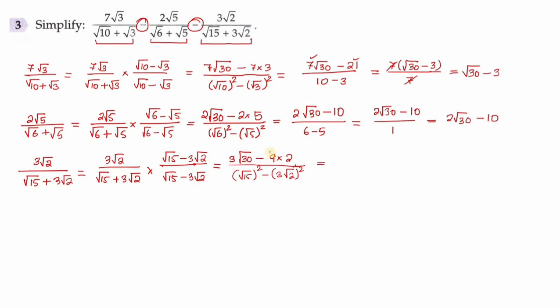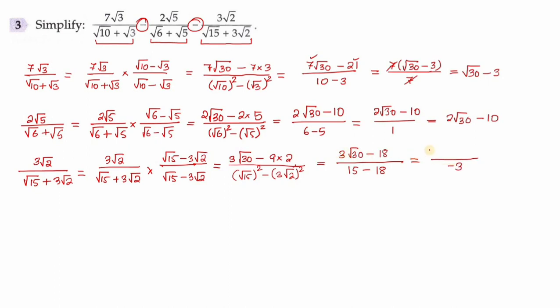Okay, so let's simplify further. In the denominator we have 15 minus, so root 3, I'm sorry, 3 square is 9 and root 2 square is 2. So 9 into 2 is 18. Let me write it directly because you have done the same thing out here also. So it is 3 root 30 minus 18. So how much is there in the denominator now? 15 minus 18 is minus 3.